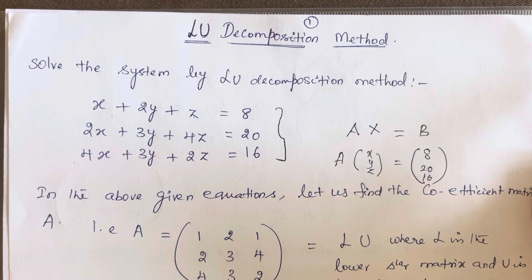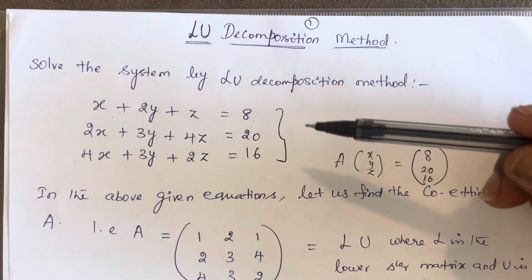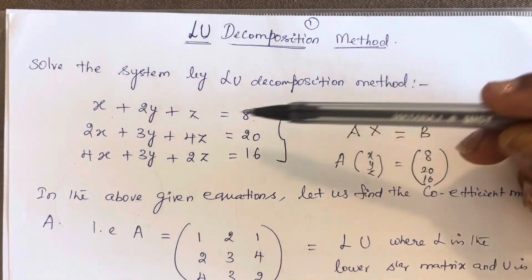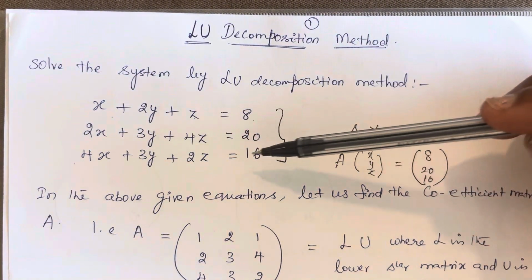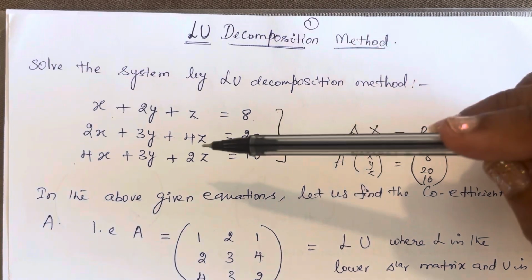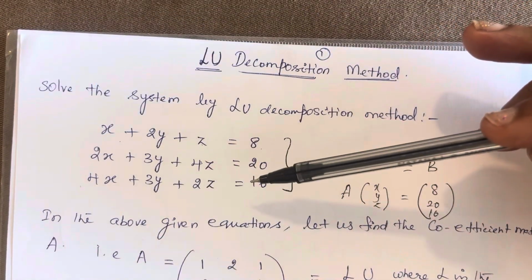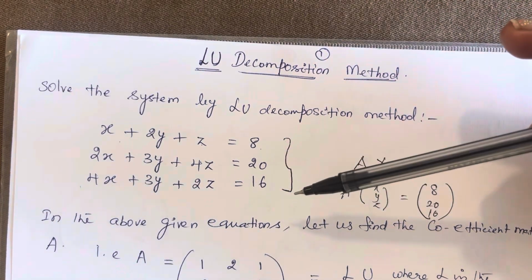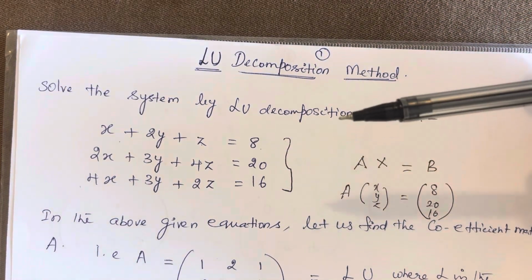In this video, I am going to teach how to solve a system of equations using the LU decomposition method. Three equations are given: x plus 2y plus z is equal to 8, 2x plus 3y plus 4z is equal to 20, and 4x plus 3y plus 2z is equal to 16. These three equations we need to solve using the LU decomposition method.